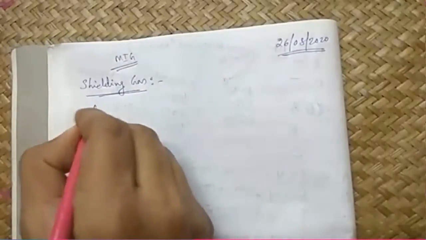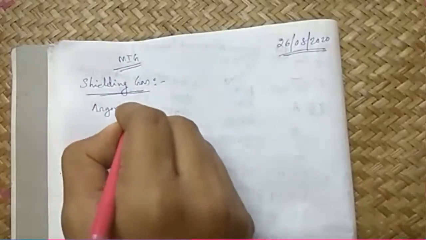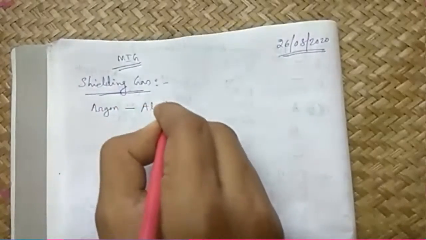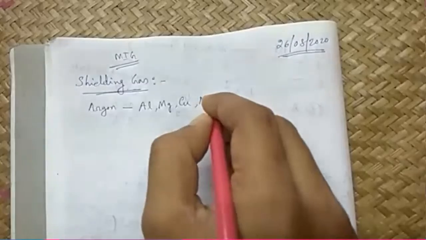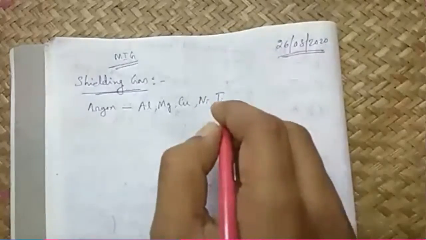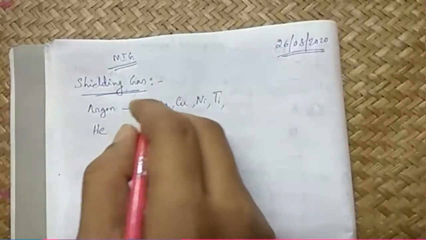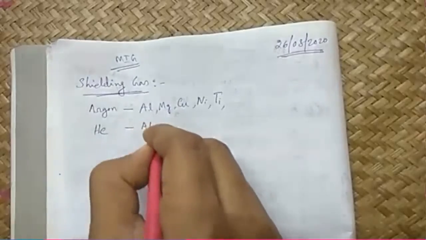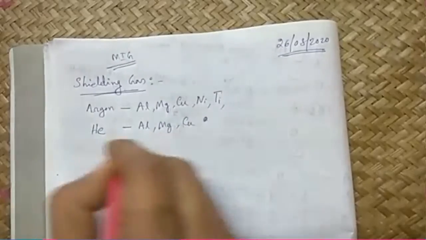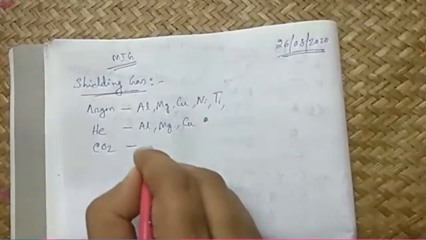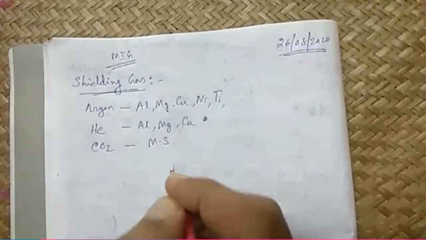Okay, argon is used for aluminium, magnesium, copper, nickel, Ti, and helium is used also for aluminium, magnesium, Cu, and CO2 is used for mild steel. Okay, now the major shielding gases are these.